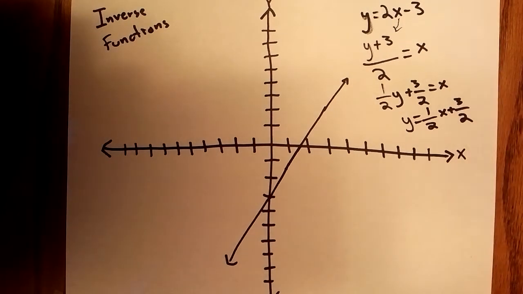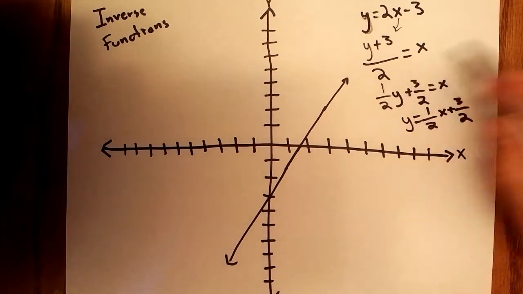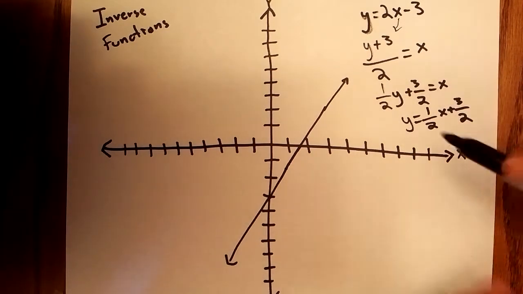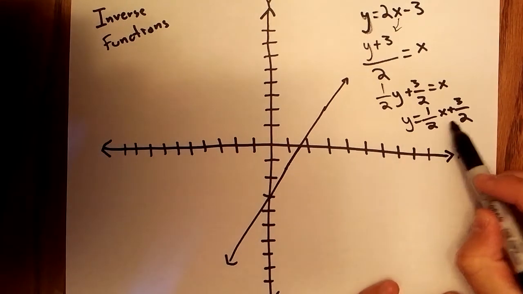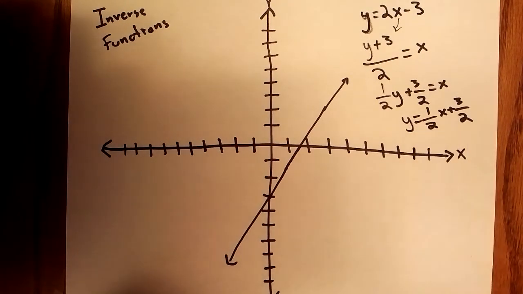So again, what I did here was get x by itself from here to here, and then all I did right here was rewrite it. But then after that, all you have to do is switch the y and the x, just switch them out. So I will graph this right here: y equals 1/2 x plus 3/2.